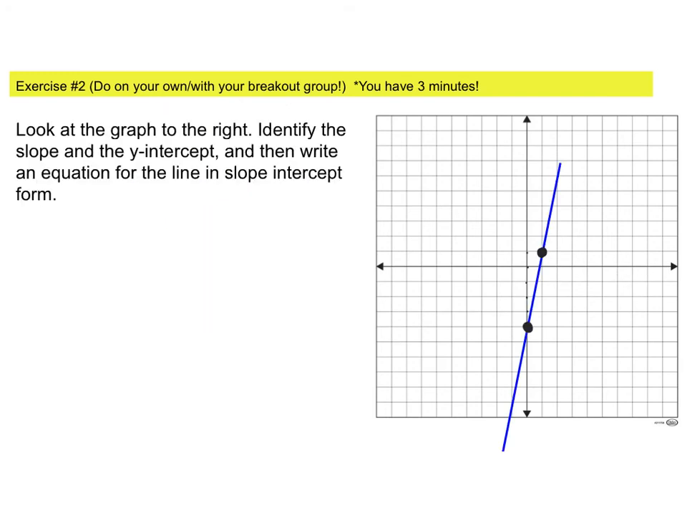All right, for exercise 2, please do what I've done before. Please find your m, find your b, and create an equation based on those two things. I'm going to give you a couple minutes to get this done, and then we'll go over it together.